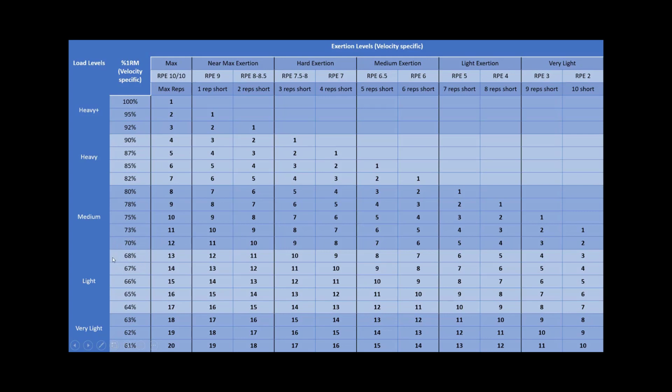Now keep in mind, this is subjective. There is some error associated with this. So rather than saying 68%, I'd probably round it to 70 and say, well, they're around 70% for exertion.